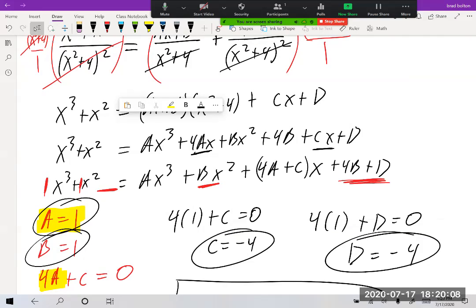Okay, guys, I just wanted to give you a brief background on partial fraction decomposition. We'll talk about some of this in the next class.